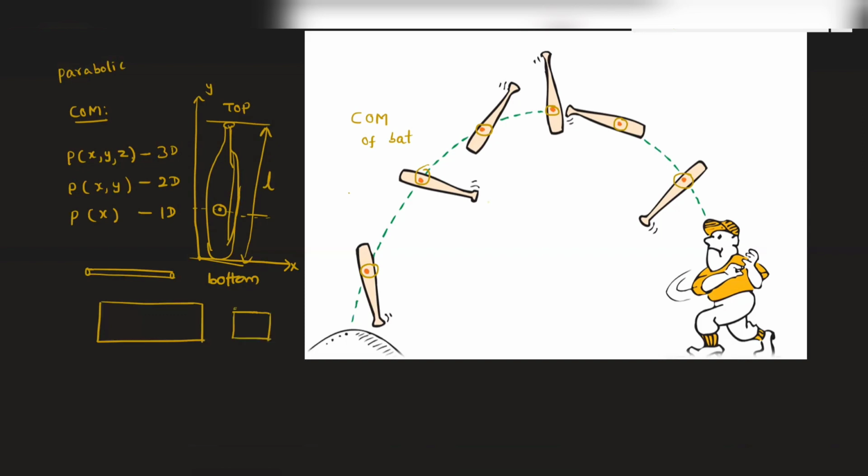For all these bodies, we must have a center of mass. But where is that center of mass? Somewhere where the total mass of that body is going to concentrate, where it is going to concentrate, that we need to understand.